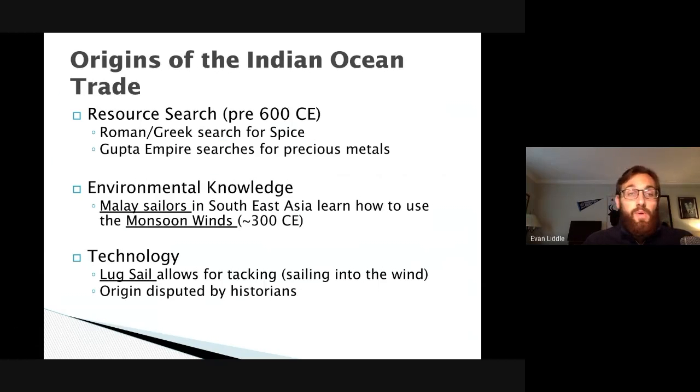So let's just start really quick with the origins of the Indian Ocean trade system. A trade system does not come out of nowhere, and the Indian Ocean trade system has a number of precedents that led to its creation. Number one would be the search for resources, both within South Asia and outside of South Asia. Different groups of people were looking for different resources, and this helped to develop a trade network to exchange those resources. Environmental knowledge, specifically how to use the monsoon winds, was a really big part of that, as well as new sailing technology harnessing those monsoon winds, as well as carrying larger amounts of cargo than previously able.